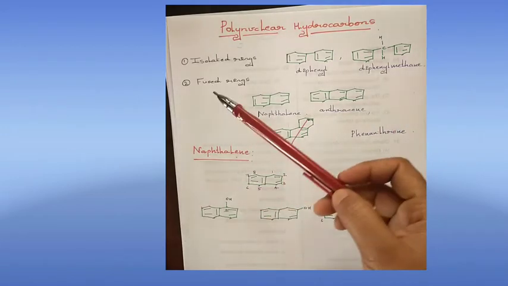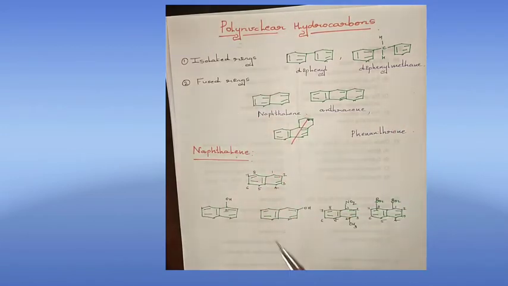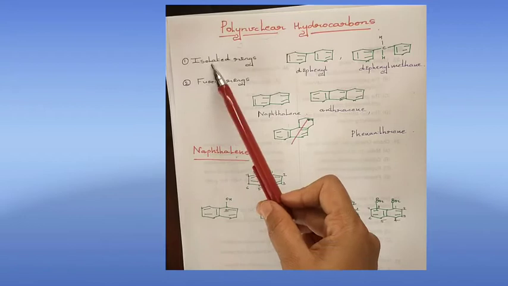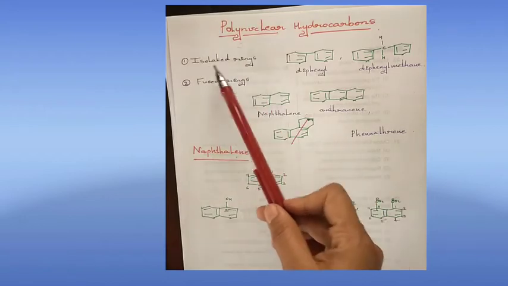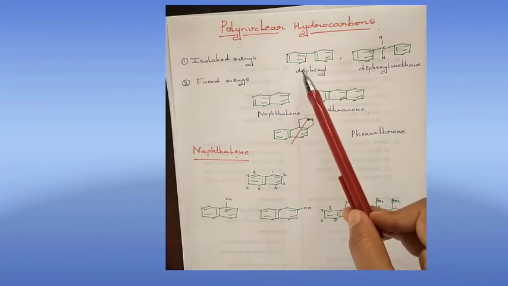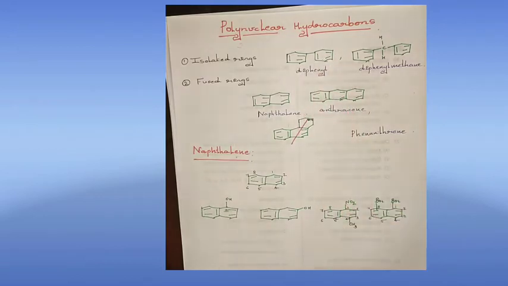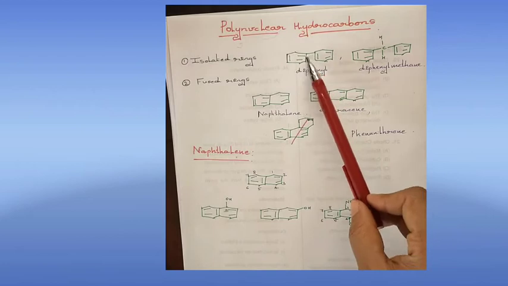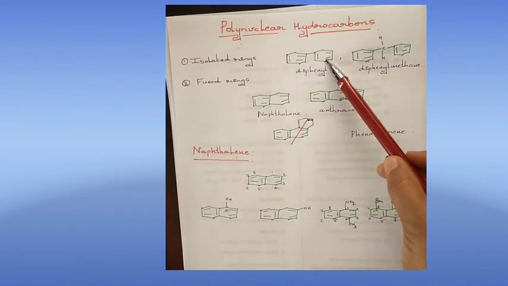Now again there are 2 types, isolated rings and fused rings. Now look at here. These are the types of polynuclear hydrocarbon. The name itself says isolated rings. Isolated means separated. Now look at here. Diphenyl. Is it an isolated ring? Yes. There is one bond that separates the two benzene rings.